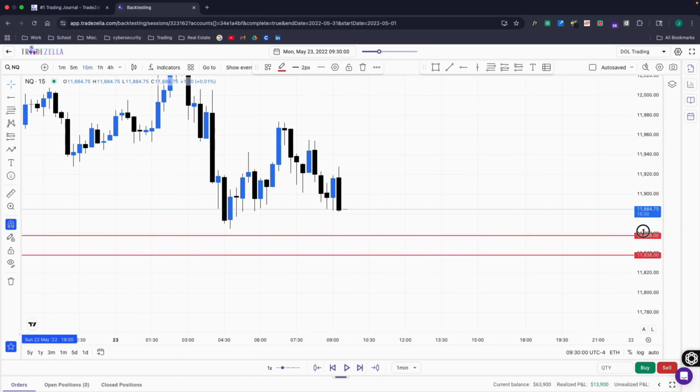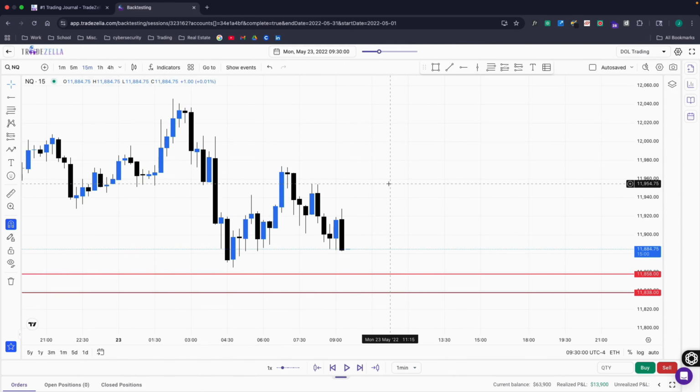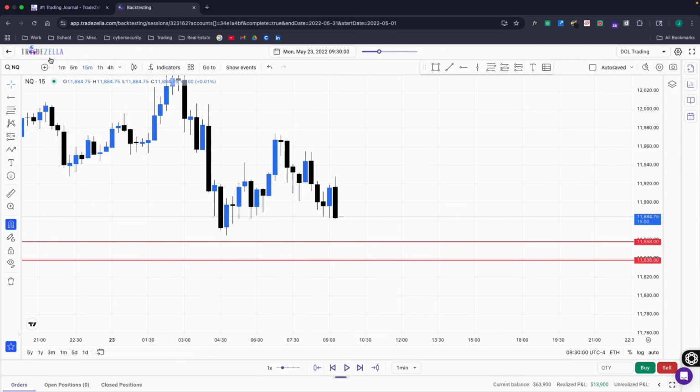On the 15, we respected this gap. We just disrespected this one in pre-market. Don't have any gaps on the 15-minute time frame yet, except for this one that we respected, but I wouldn't use that as a conditional.